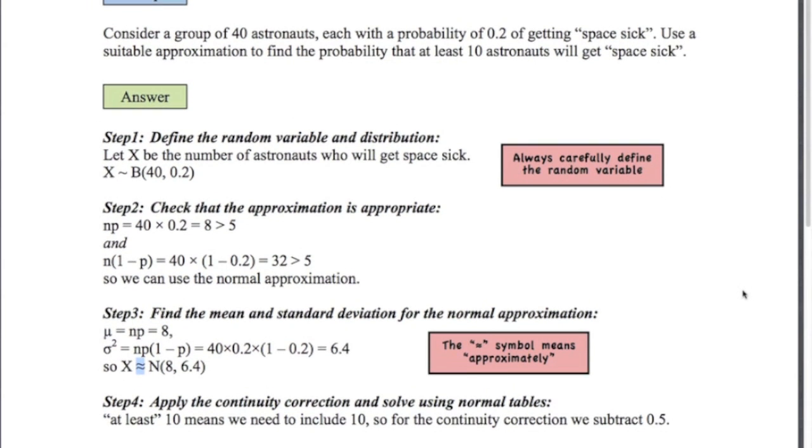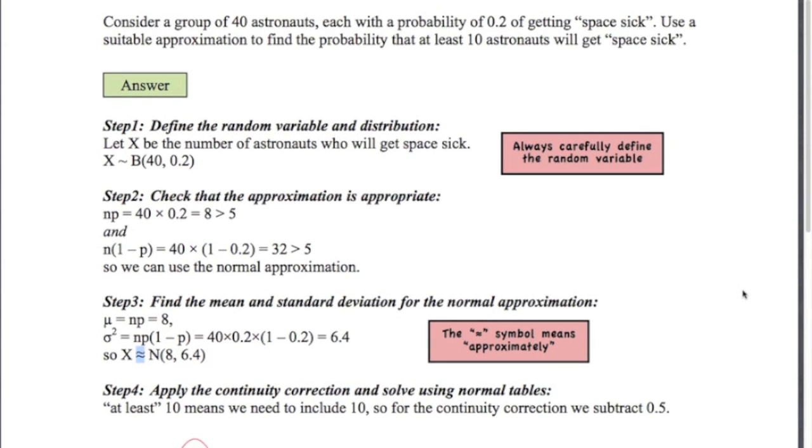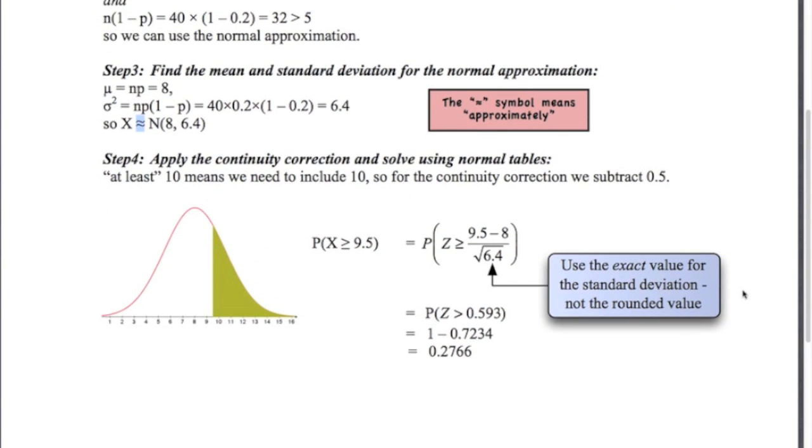Now we're going to solve the problem. The continuity correction here, at least 10 astronauts, implies that we include 10. So we're looking at 10 and above, and to include 10, with our continuity correction we need to go down to 9.5. The rest of the question is just straightforward normal distribution.